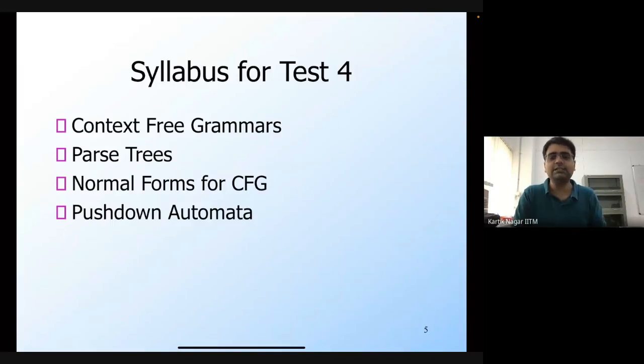So the class test is tomorrow. It's during the lecture slot, and this is the syllabus. Are there any more questions regarding the test?